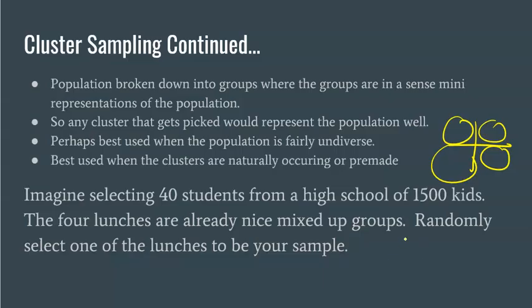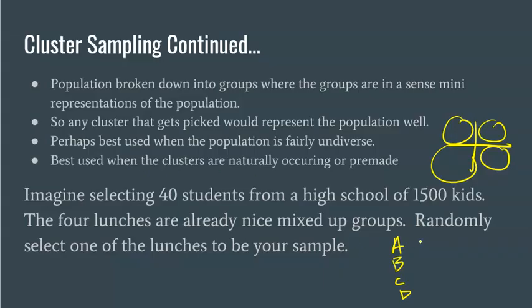So here's an example of this with my students. Imagine I got my 1,500 kids. Now, imagine the 4 lunches at a school. Say a school has A lunch, B lunch, C lunch, and D lunch. If you think about it, each lunch is a nice mix of kids. Each lunch is going to have boys and girls, sophomores, freshmen, juniors, seniors, rich kids, poor kids, kids that buy lunch, kids that don't buy lunch, kids that get good grades, kids that get bad grades. Each lunch is like a pre-made, beautiful representation of the population.